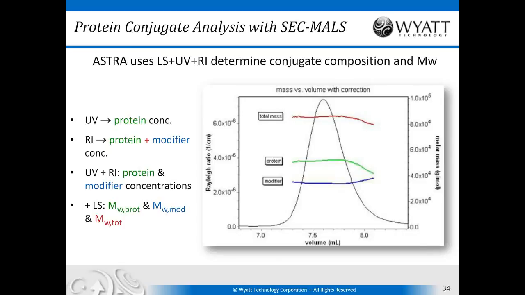This is perhaps most easily explained using an example of a carbohydrate conjugated to a protein. The UV gives you the protein concentration. Refractive index gives you the total concentration of protein plus the modifier. And then the combination of UV and RI will allow you to determine independently the concentration of the protein in the complex and of the modifier in the complex. Finally, adding in the light scattering data, you get the molecular weight of the protein part in the complex, the molecular weight of the modifier, and finally the total molecular weight, which are shown here across this peak.